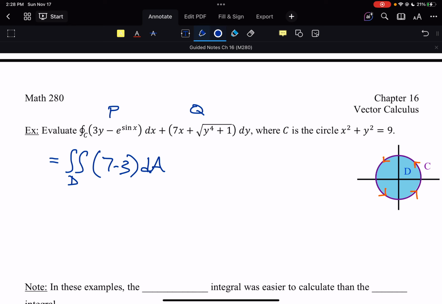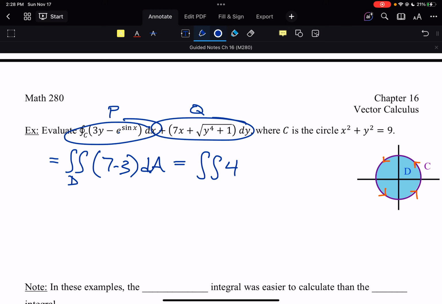And immediately we see that the solution to this double integral, no matter how complicated the bounds are, which they're not very complicated, but even if they were, I'm already much, much happier about solving the double integral of 4 than I am solving an integral with the e to the sine x and a square root of y to the 4th plus 1 term. So this is already very, very good.